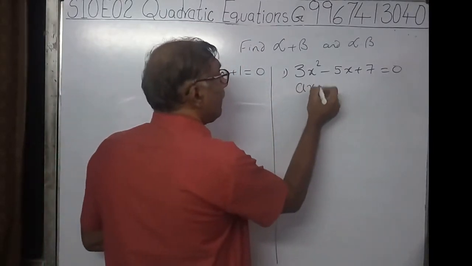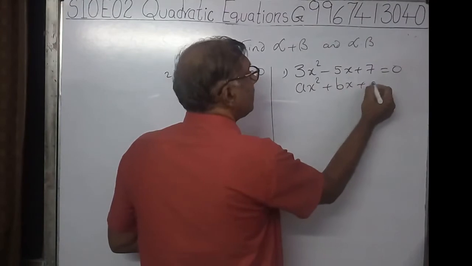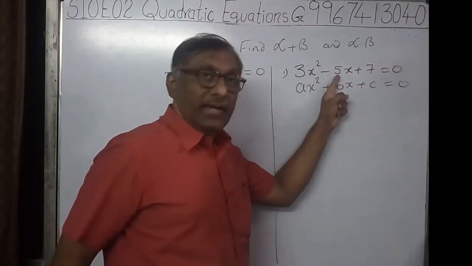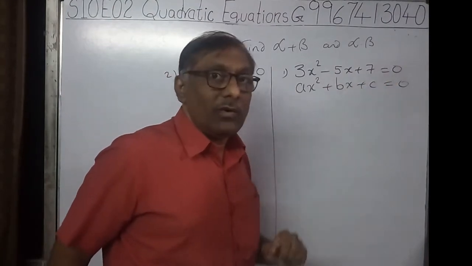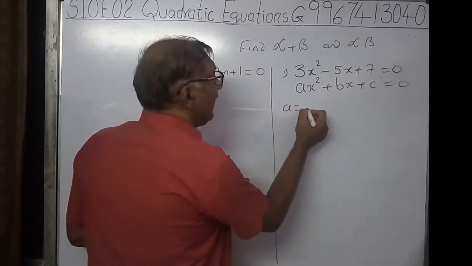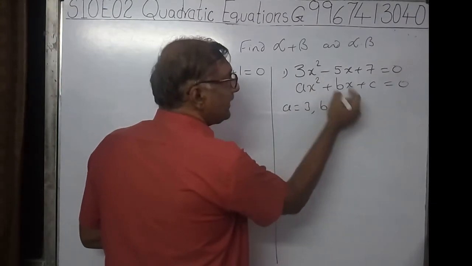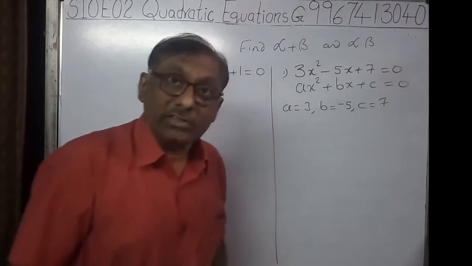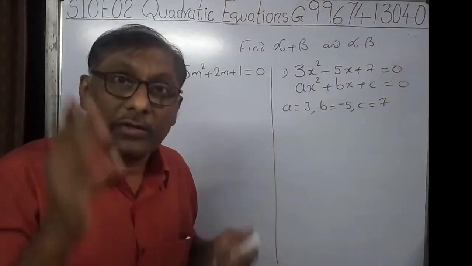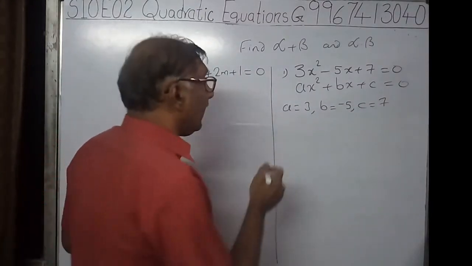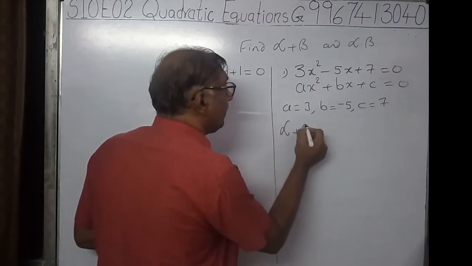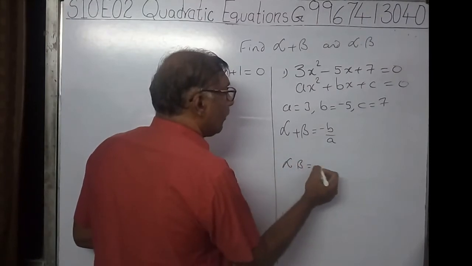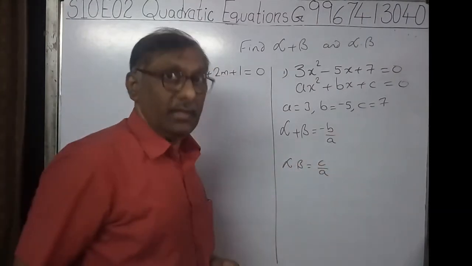I'm comparing with the standard form ax square plus bx plus c equal to 0 for the given equation 3x square minus 5x plus 7 equal to 0. What should be the values of a, b and c? a will be 3, b will be, don't forget the sign, minus 5, c will be equal to 7, right? Once you do that, you are going to find the values of alpha plus beta. Alpha plus beta formula is minus b upon a. Alpha into beta formula is c upon a.